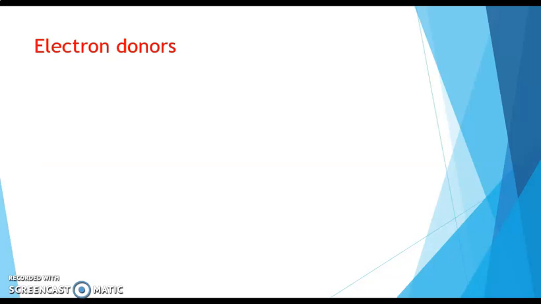So these are all about the different types of proton pumps I have discussed. Next I am going to discuss electron donors, which I will cover in the next class.